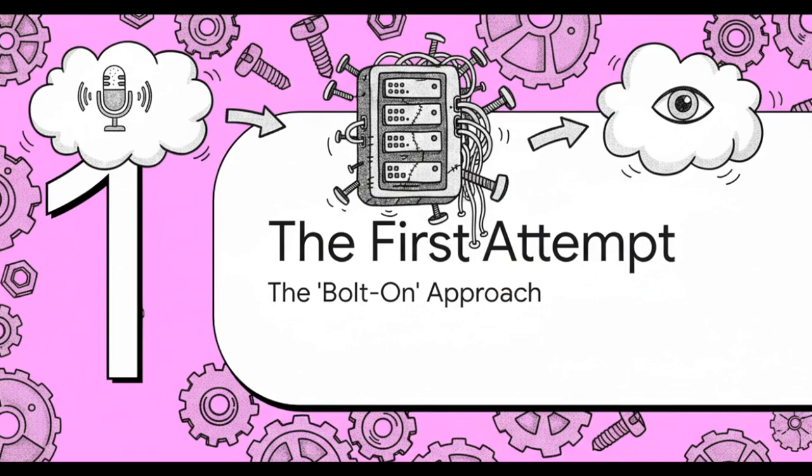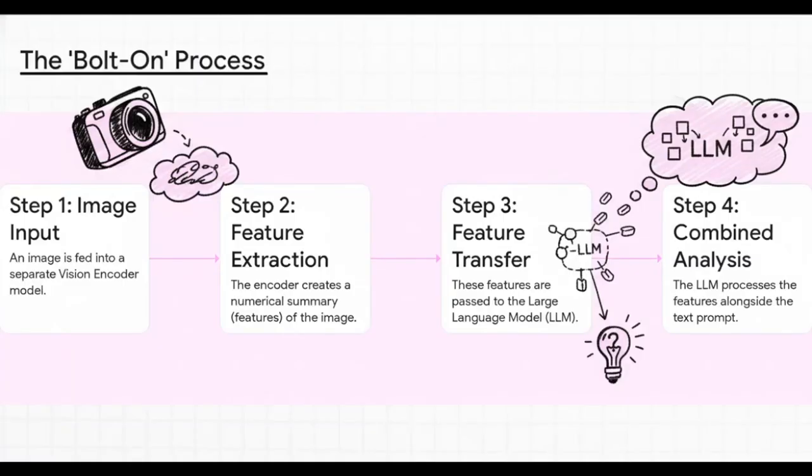So how did we first try to crack this problem? Well, the initial method was what I like to call the bolt-on approach. And yeah, it's pretty much exactly what it sounds like. Instead of building one cohesive system, it was more like duct taping two different models together and hoping for the best. Here's how it would work. First, that image you upload doesn't even go to the language model. Nope. It gets sent to a completely separate model, a vision encoder. Its only job is to look at the picture and basically boil it down to a numerical summary, a bunch of numbers. Then, those numbers get passed over to the LLM, which tries to figure out what they mean in the context of your question.